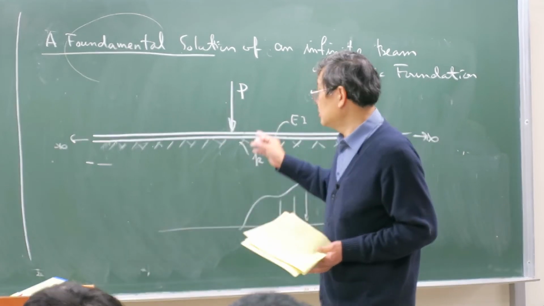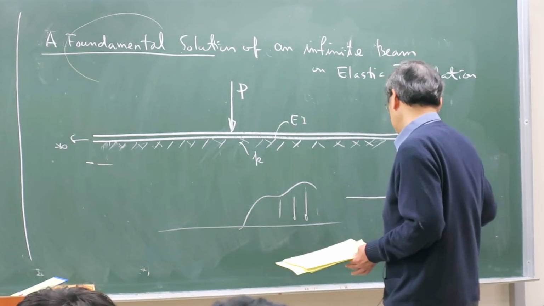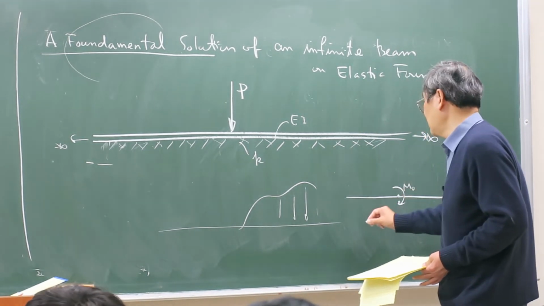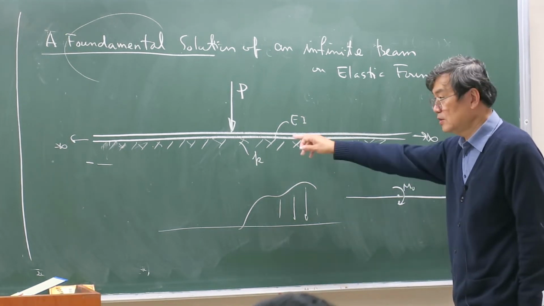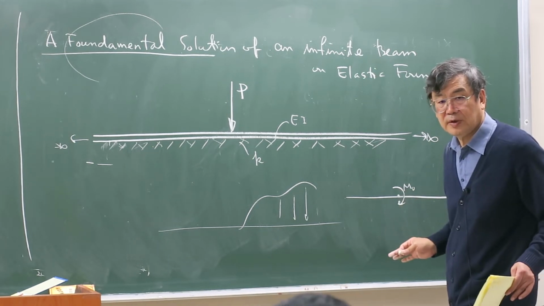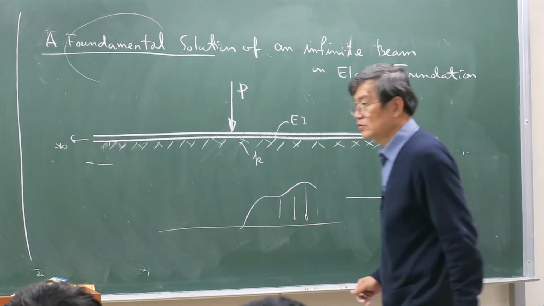Okay, so this is the first very fundamental solution, and now the next one will be with a concentrated moment. What is the shape of this beam? Okay, so this is 2 times the very fundamental solution for an infinite beam. So let's derive the solution for this one first.